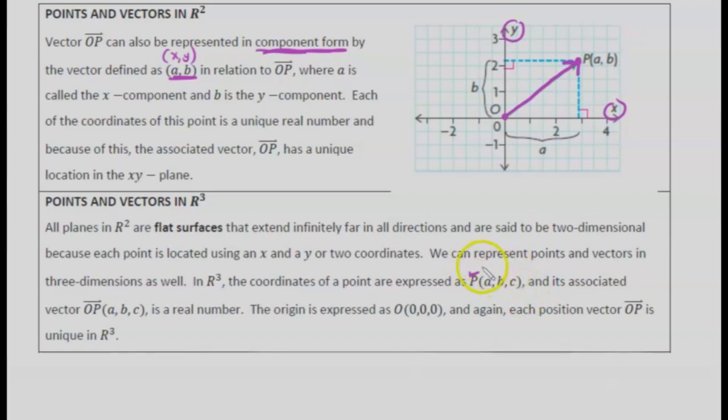So then if you were to take this point and you were to draw a vector from the origin, okay, now vector OP, O being origin, is going to be (a, b, c), okay, and a, b, c are real numbers. The origin, again, instead of it being expressed as (0, 0), now what we're doing is we're extending it by 1 more coordinate. So instead of just x, y, we're going to do x, y, z. Okay, and again, each position vector OP is unique in R cubed, just like it was in R squared.